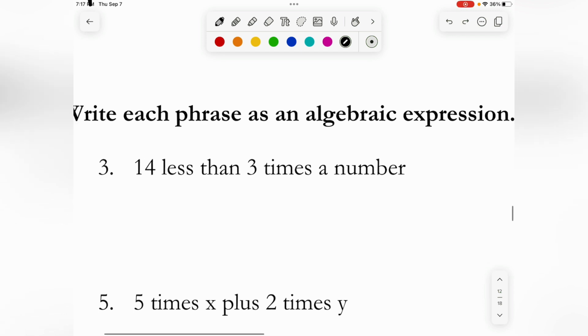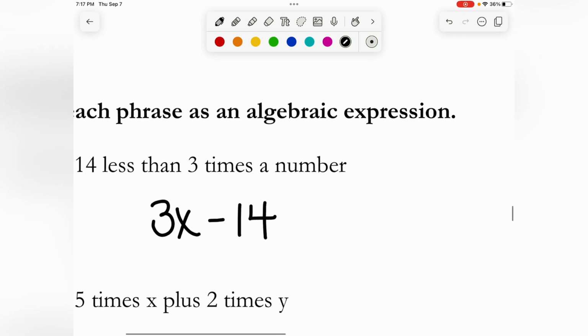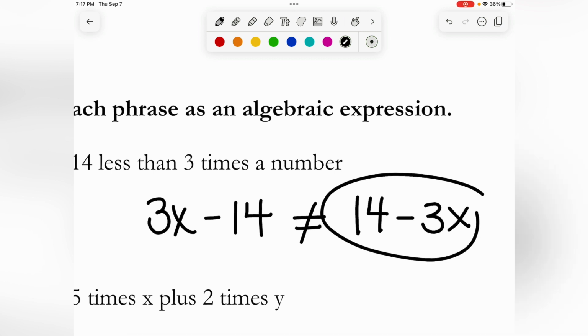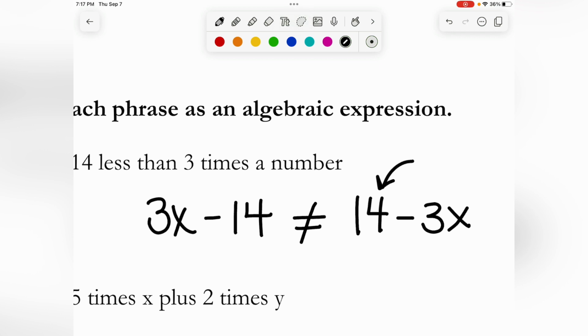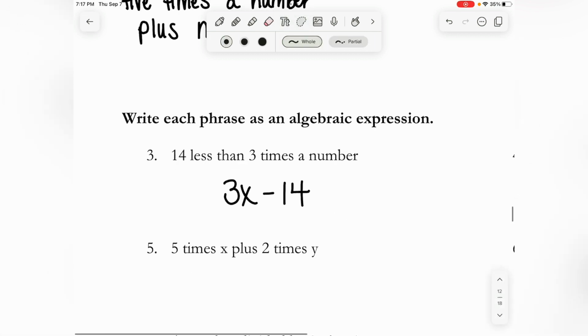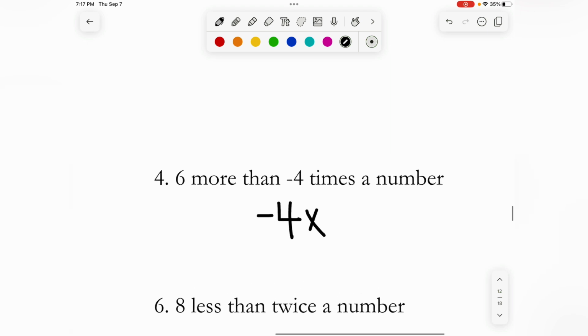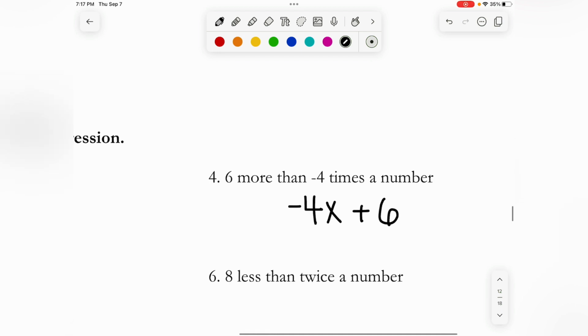The answer to number 3 is this. 14 less than 3 times a number, it's 3x minus 14. Some people do 14 minus 3x. These are not the same thing. This one is the wrong answer because this is taking 14 and then subtracting the 3x, whereas I want to take 3x and then I want 14 less than that, which is actually this side. So in order to avoid that confusion, just always start with the x and do the plus or the minus part last. So going on to number 4, 6 more than negative 4 times a number. Negative 4x and then 6 more than that. Always do the plus or the minus last.